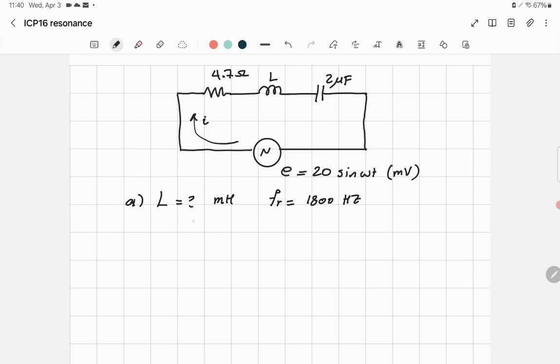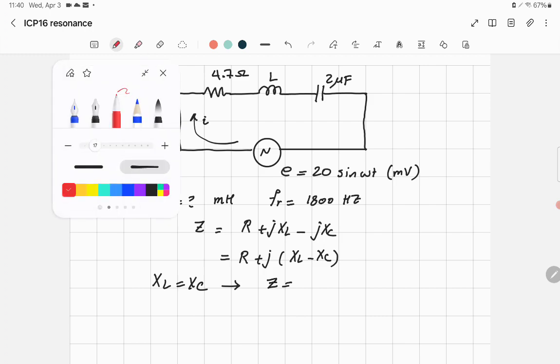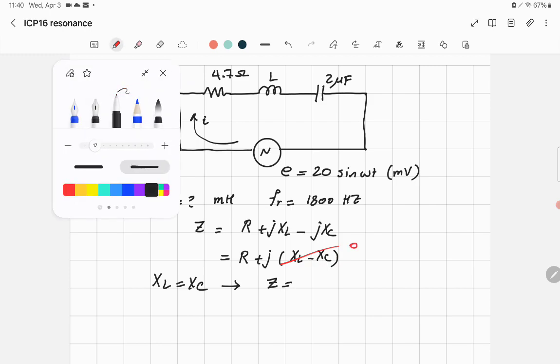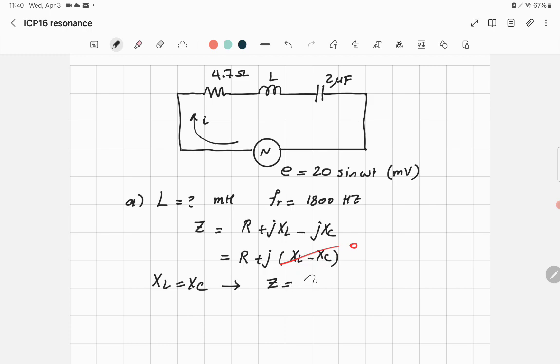Well, if you want to calculate the total impedance of the circuit, you will say R plus jXL, the reactance of the inductor, minus jXC. That's the total impedance of the circuit connected in series. So you can write it like R plus j(XL minus XC). So what happens if XL is equal to XC? If XL is equal to XC, they will cancel each other, so the total will be equal to 0 in this case. Accordingly, the total impedance at resonance will be equal to R.